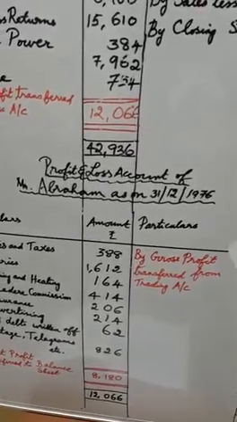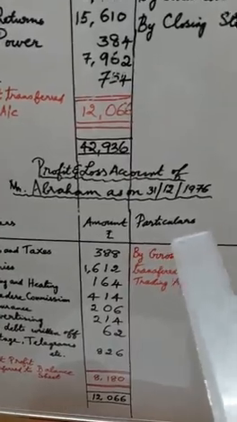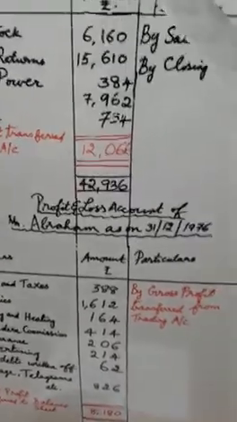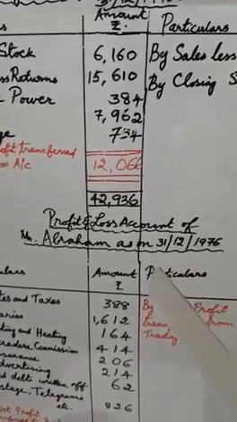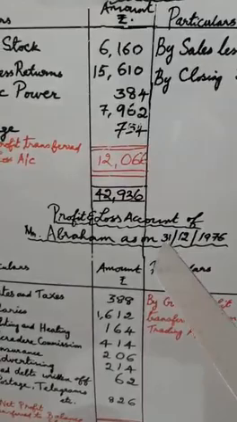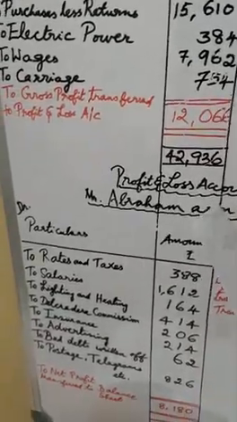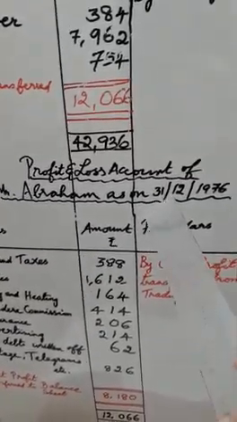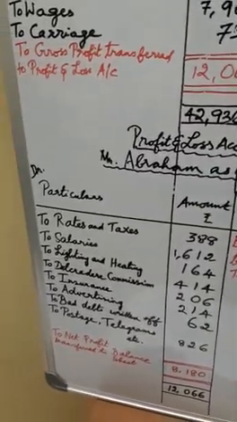Now I am going to show you how to prepare the profit and loss account. So you can continue on the same page. You can see how I have drawn the line. In the worked out problem that I sent you in the morning also, I have worked out on the same page. So profit and loss account of Mr. Abraham as on 31st December 1976. This is the way you start this account.